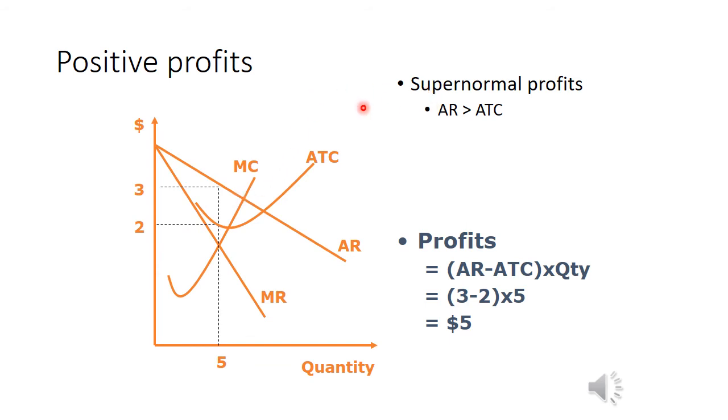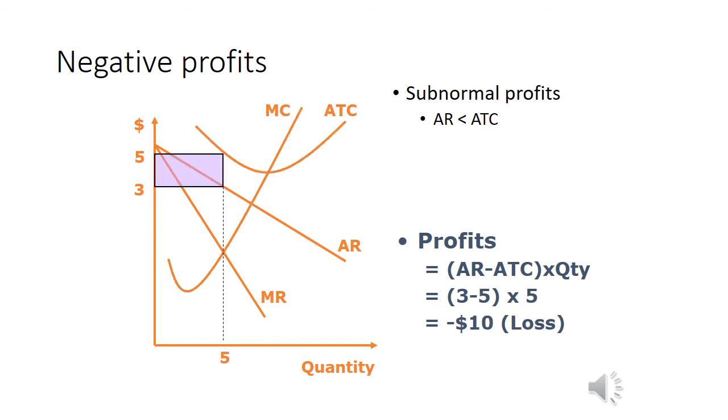Now, when you are making supernormal profits, that means your ATC, your cost, is low. So position it downwards. When you're making a loss, just push your ATC high up, because you're making a loss, subnormal profit, right? So ATC is very high up. So at your profit maximizing quantity, price is lower than your cost.